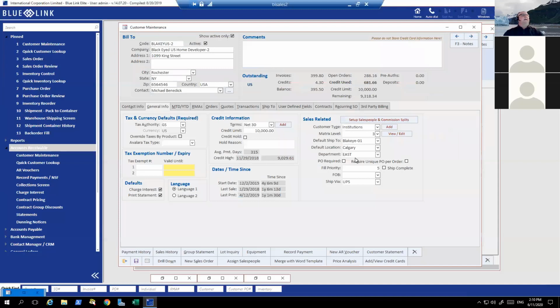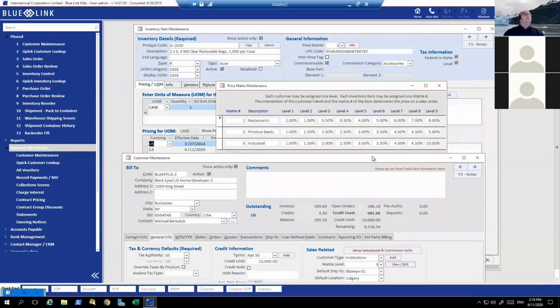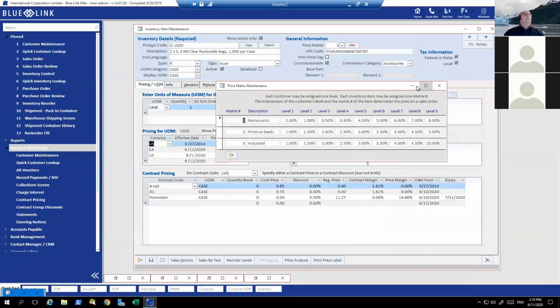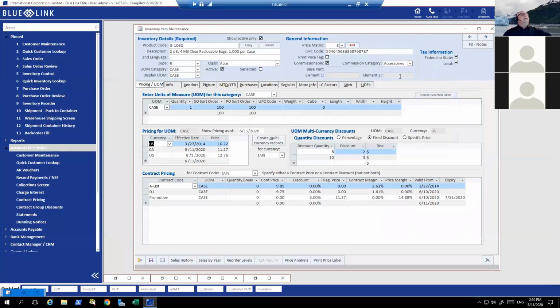In the customer information, so if I go to customer now, for this particular product, it's associated under the matrix level. So this particular customer, Black Eyed US, is getting price level 3 for all products that are associated to any one of the different matrices. So he would be getting the level 3 discount. I'm just going to close some of this stuff. So that's the pricing matrix.